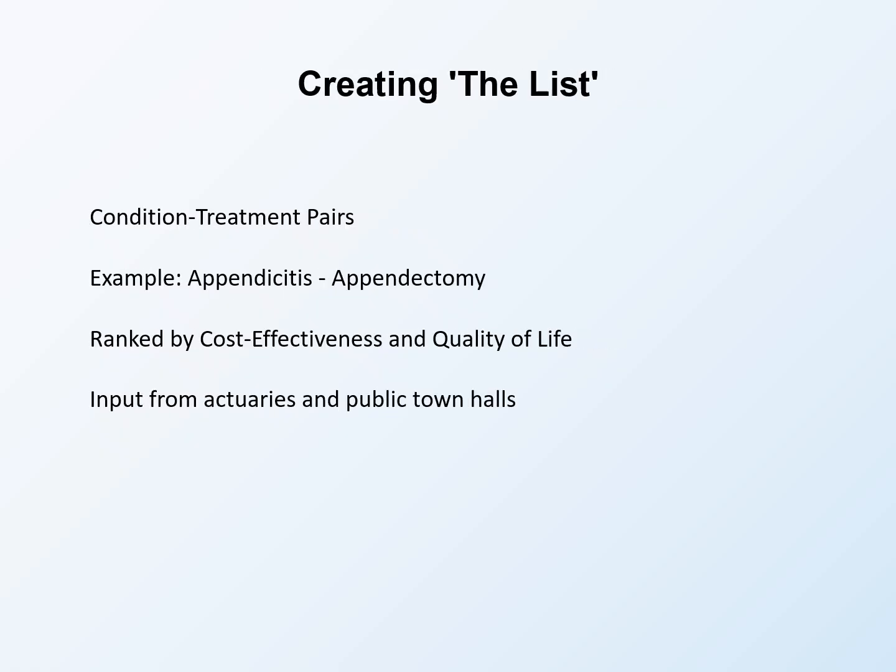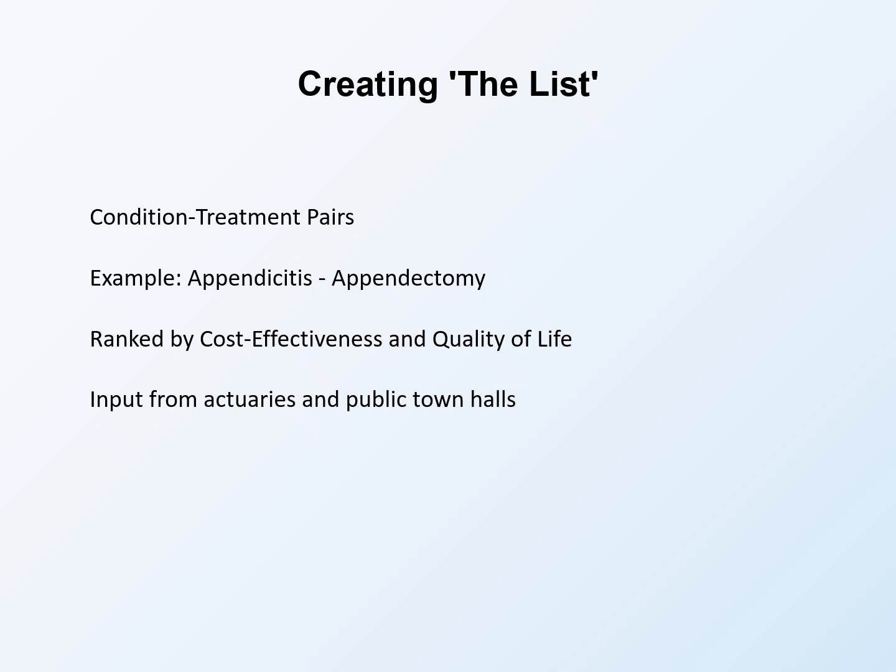To create this list, they identified over 700 condition-treatment pairs. A pair is a specific disease matched with a specific treatment. For example, pair 1 might be bacterial pneumonia treated with antibiotics. Pair 700 might be end-stage pancreatic cancer treated with chemo.